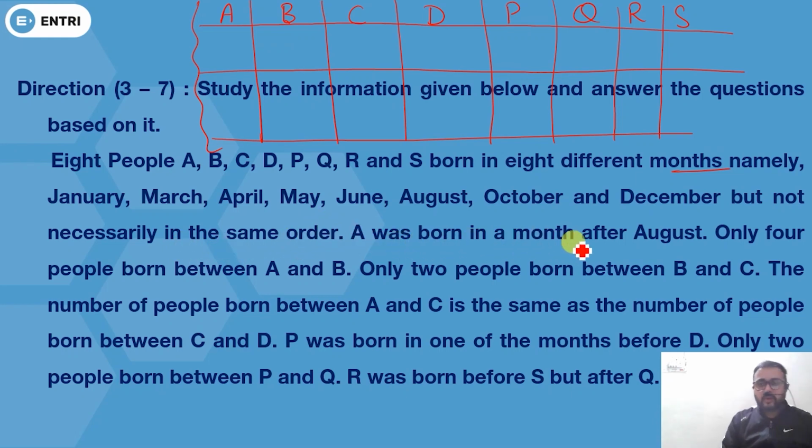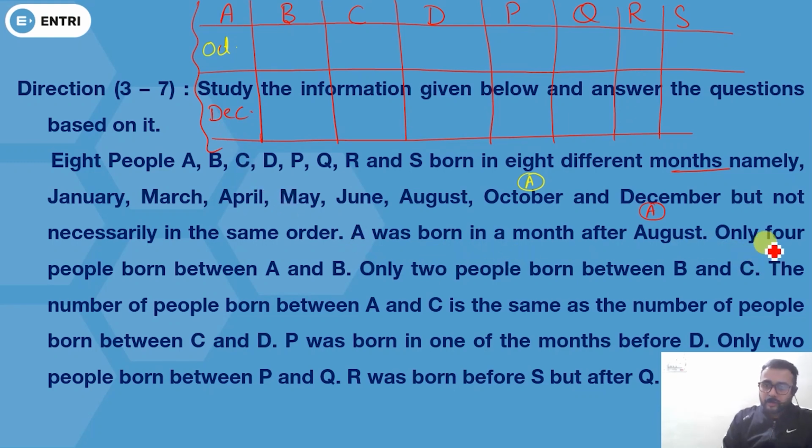A was born in a month after August. After August there are only two options: October and December. I am using two pens here. With yellow, this one is October, and with red, this one is December. So A has only two options: the first is October, the second is December.